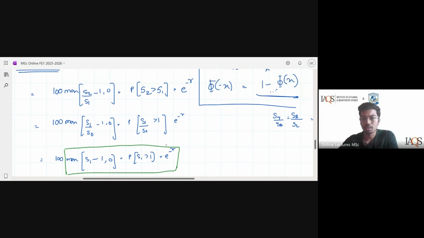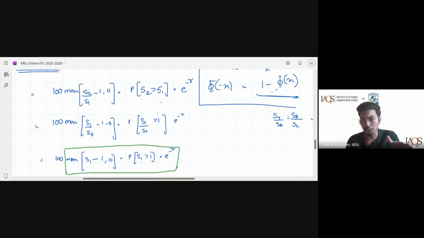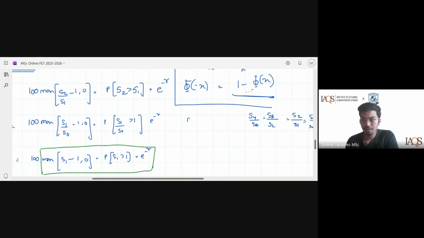In the second step, it is the probability of S1 greater than S0. So in that second step, S0 will come in the denominator on this side, and on that side it will be 1. Probability of S2 greater than S1 can be written as probability of S2 by S1 greater than 1. So S1 by S0.